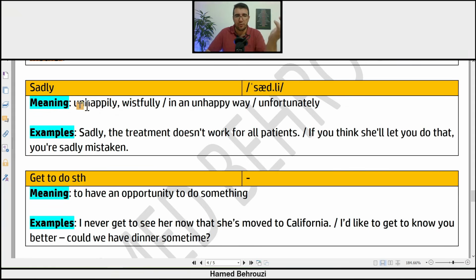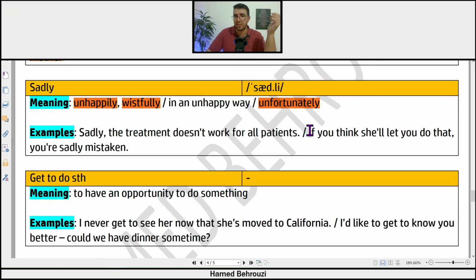It's very useful: unhappily, wistfully, in an unhappy way, but the best synonym for this one is unfortunately. Sometimes you say something and you want to say, okay, unfortunately, it's not like that. You can use sadly, okay? It's more conversational than written. Sadly, the treatment doesn't work for all patients. Like you say, okay, this is a good treatment, it is modern, and we have tried it on different people, but sadly, the treatment doesn't work for all the patients.